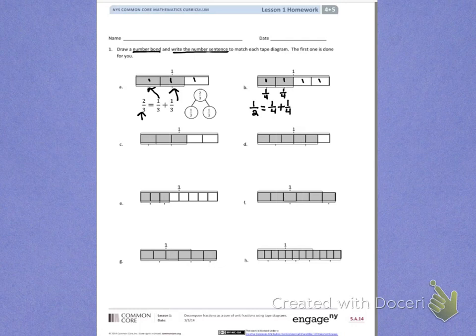And if we're going to put that into a number bond, we can break that down. 1/2 breaks into 1/4 and 1/4.